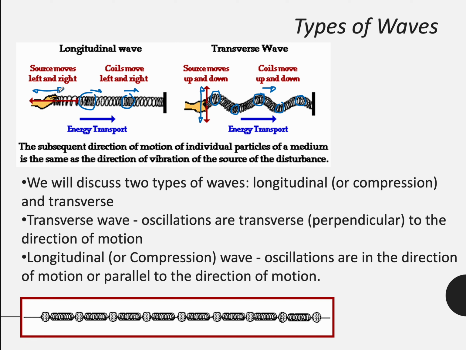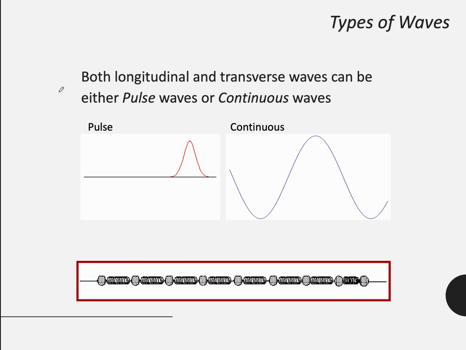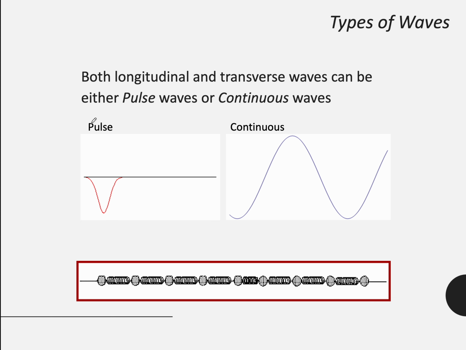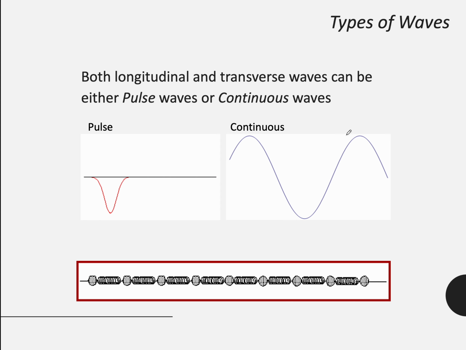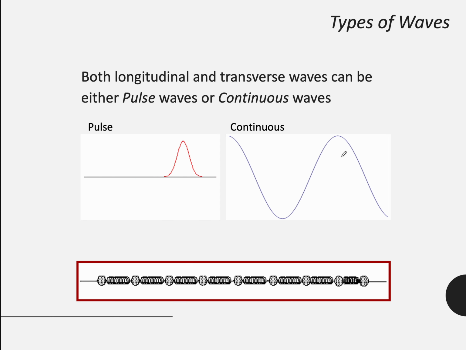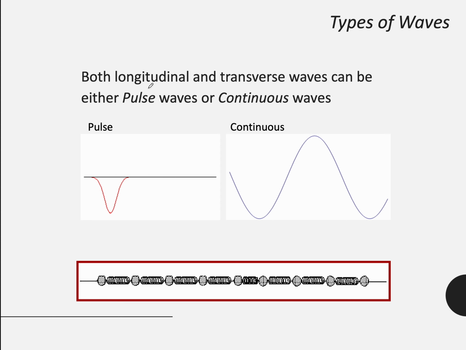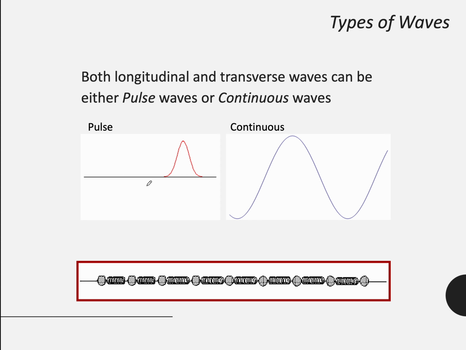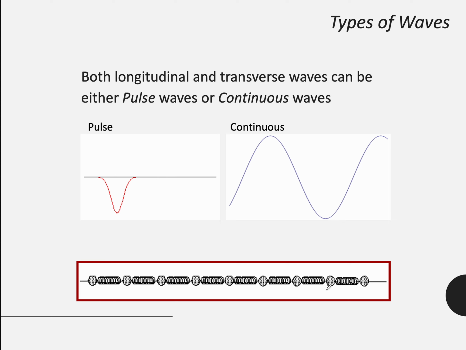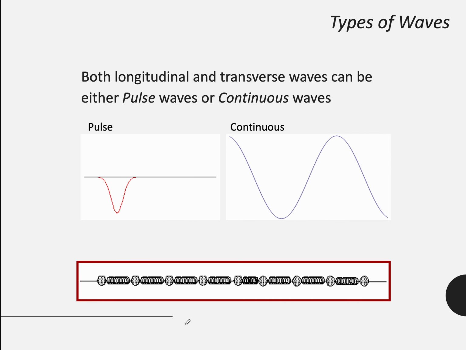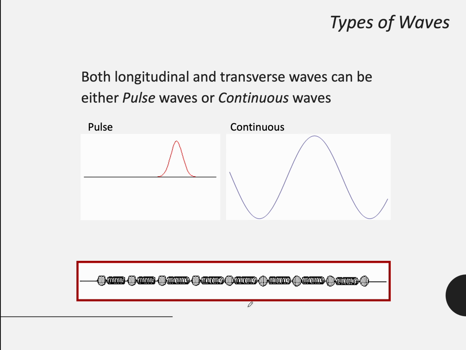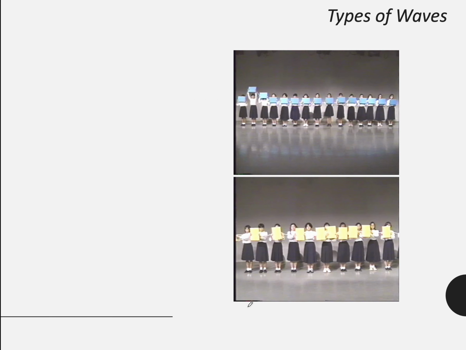So let's talk a little bit about it. In the introduction, we introduced the idea of a pulse or continuous wave. You can have a pulse or continuous wave either as a transverse wave, like I have shown down below here, or even as a longitudinal wave. In a longitudinal wave, you would just send one compression down. This would be a pulse wave down here, unless you did it repeatedly and continuously at a regular rate.